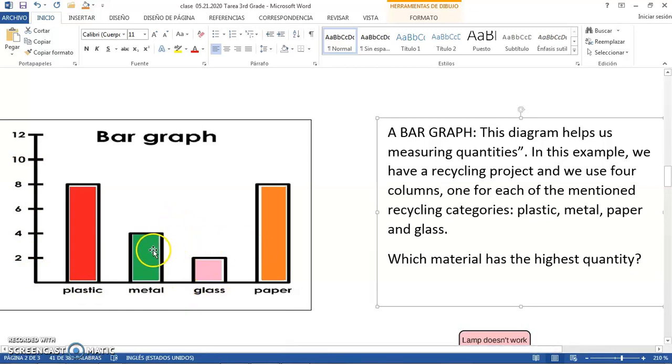So which material has the highest quantity? Well, plastic and paper. But you have only about 2 kilos of glass. Okay? This graphic helps us to measure things. Please copy this. I'm going to leave this for 10 seconds on screen. So pause the video and copy everything.